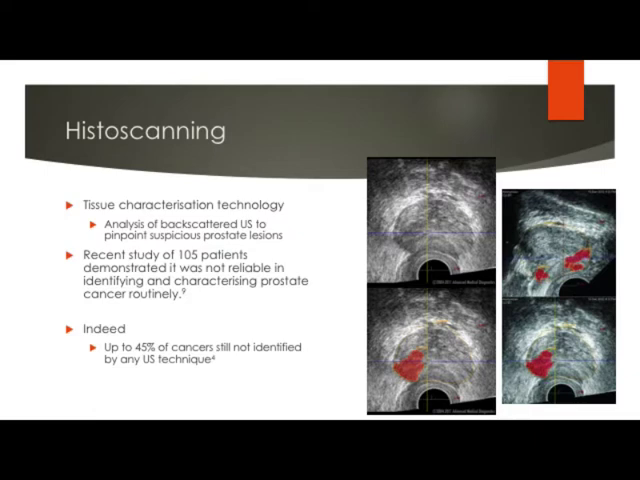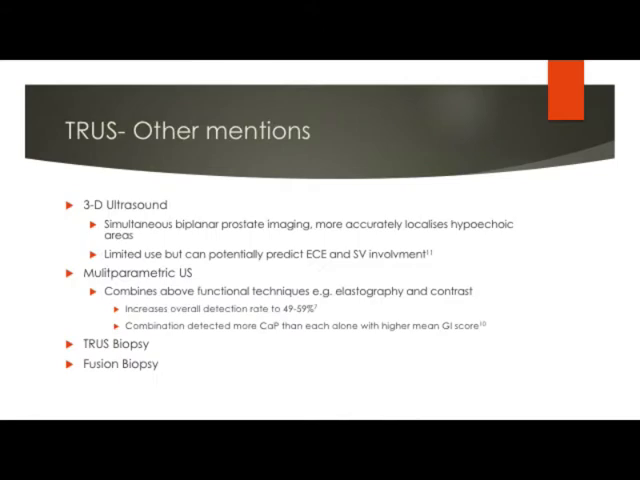So to sum up all of the different TRUS techniques, despite all of those different adjuncts to just a standard grayscale TRUS, up to 45% of cancers will be missed if you just perform a TRUS alone. So that's important to know that despite all these different things, we're still not getting that good results with it. So other things, just as a brief mention, as I said, I can't go into everything in detail. There's 3D ultrasound, which has been shown can predict extracapsular extension and seminal vesicle involvement.